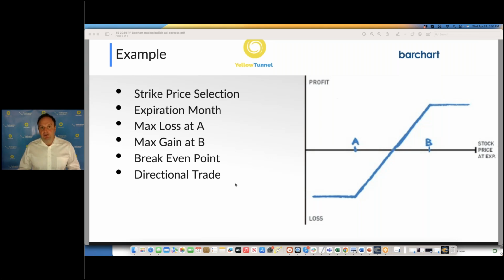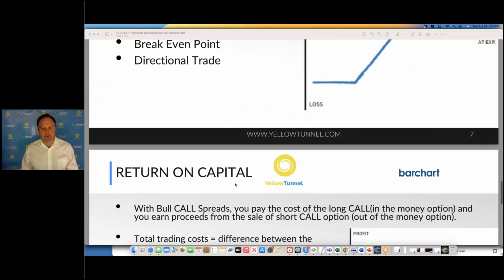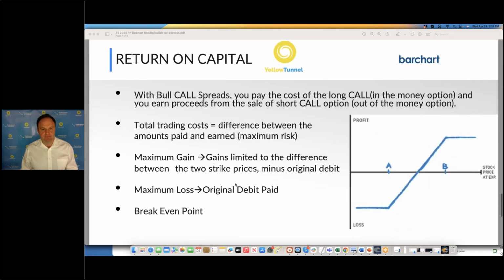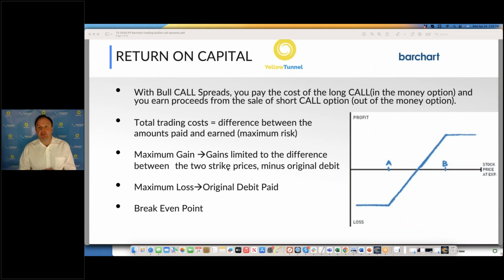It's a directional trade, right? If you're buying the more expensive call, then this is a debit call spread, and you're bullish on the underlying asset. So, what is the return on capital? How do you determine the return on capital? With bullish call spreads, you pay the cost of the long call, in the money, and you earn proceeds from the sale of the short call, right?